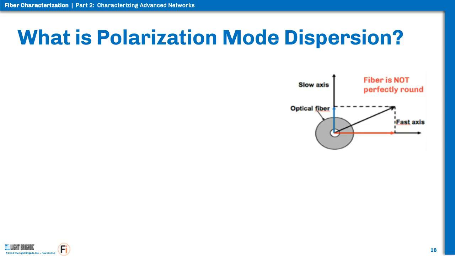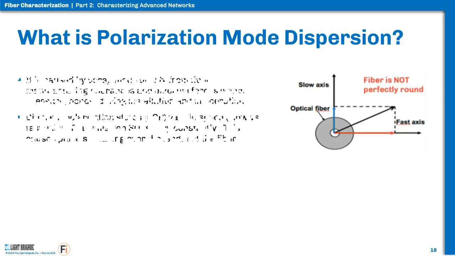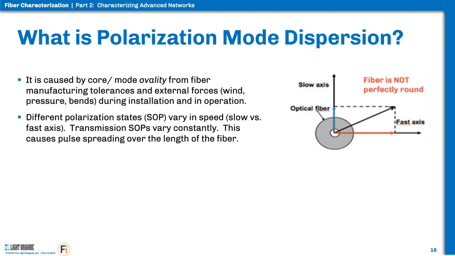So you have your transmission. Your light is transmitting down the fiber in different polarization states. Here we have a slow axis and a fast axis. As we look at fiber, it's the ovality of that fiber that creates these polarization changes in the fiber as these pulses travel through.